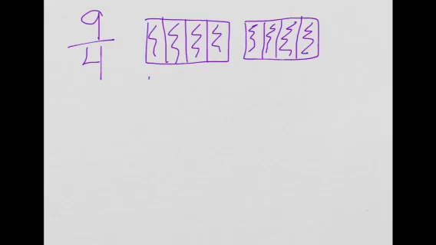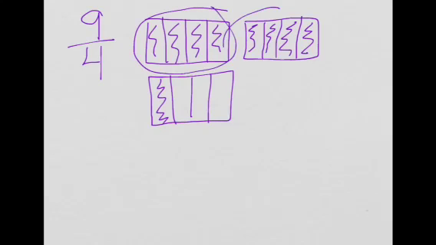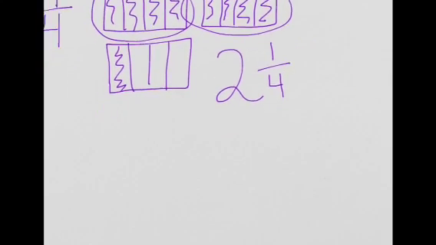I need 9, so that's still not enough. Draw one more. Split it into fourths, and I had 8. One more makes 9. So there I have my 9/4. So this was a whole, and this was a whole. That's 2 wholes, and I have 1 more fourth. So that's 2 1/4.